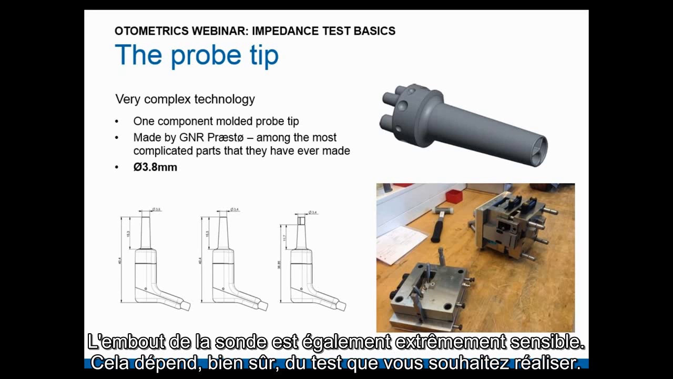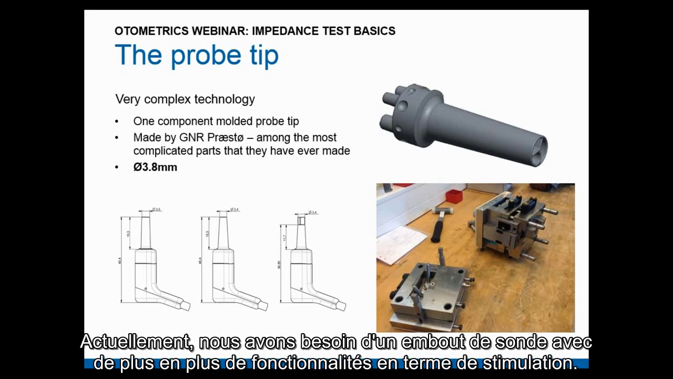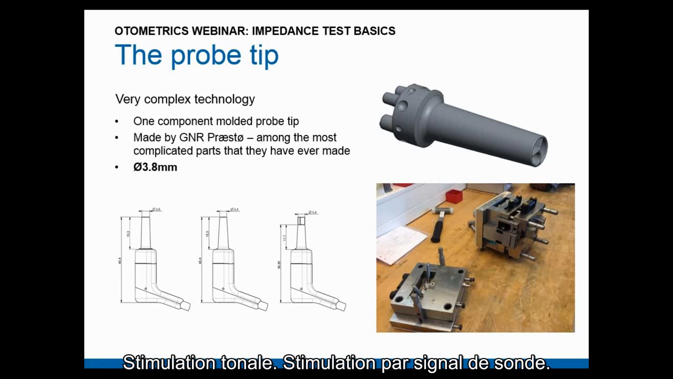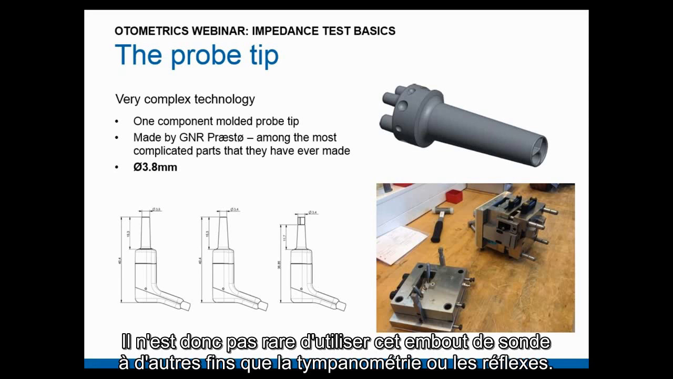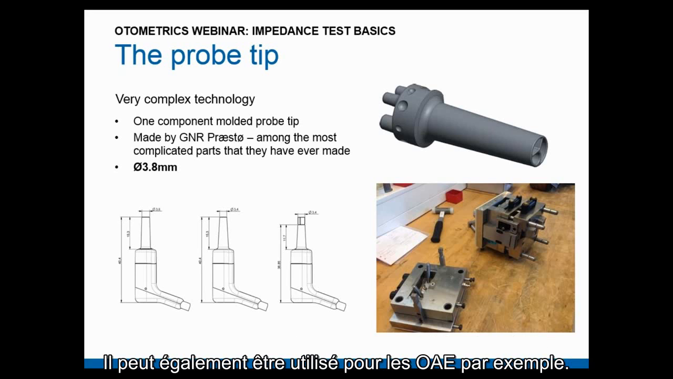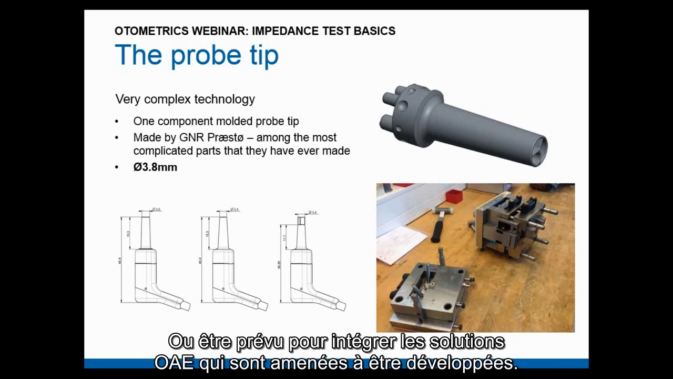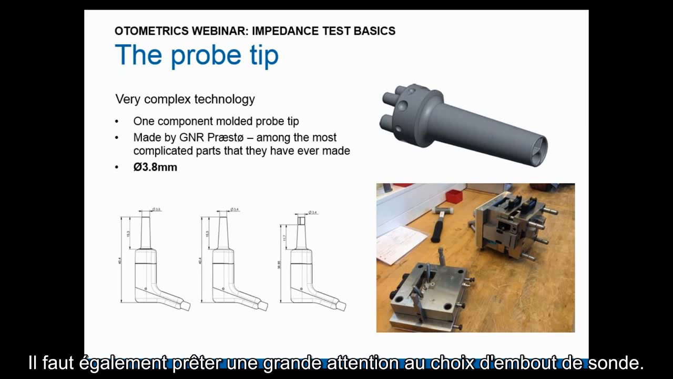Depends, of course, on the test you want to provide, but today we need to have a probe tip offering more and more possibilities in terms of stimulation, tone stimulation, probe tone stimulation. It means that it's not rare to use this probe tip for other purposes than just tympanometry or reflex. It can also be used for OAE, for example, or the possibility to develop OAE solutions in the future embedded in the same device. But we also need more consideration when you choose this probe tip.